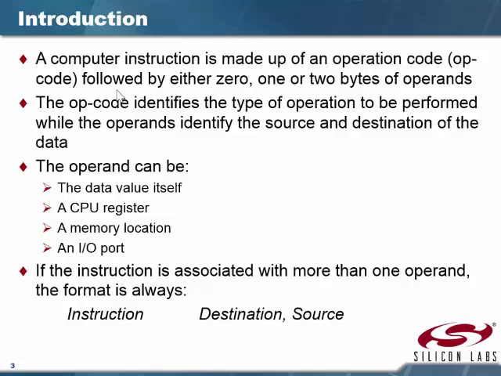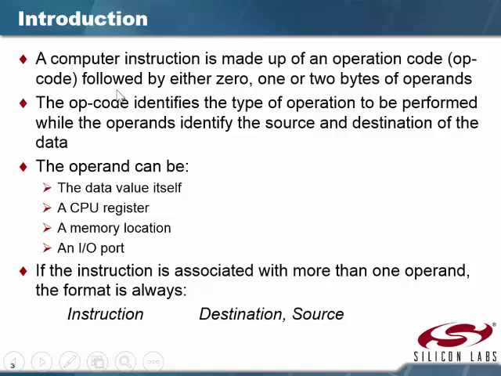We're not going to be looking at this in great detail, other than the fact we need to look at it. The operand is the data that we're going to be working with. It could be the data value itself, if we're using the immediate mode. It could be a CPU register. It could be a memory location or an I/O port. Those are the 4 values that you're going to see for the operand.